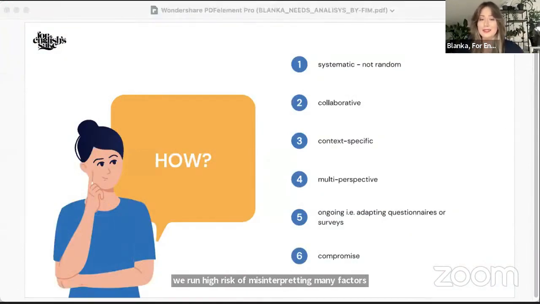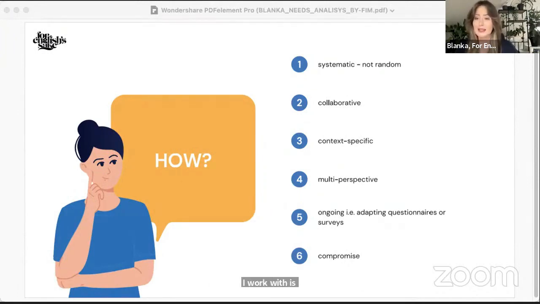How can we conduct needs analysis? At the end of this session, I will share a few ready-to-use templates that I created. Bear in mind that they have to be adjusted. My niche and the levels of students and clients I work with is ESP, Business English, and B2 plus to C2 levels. That's why these templates are specifically organized for these students, and you have to adjust them to your own needs.